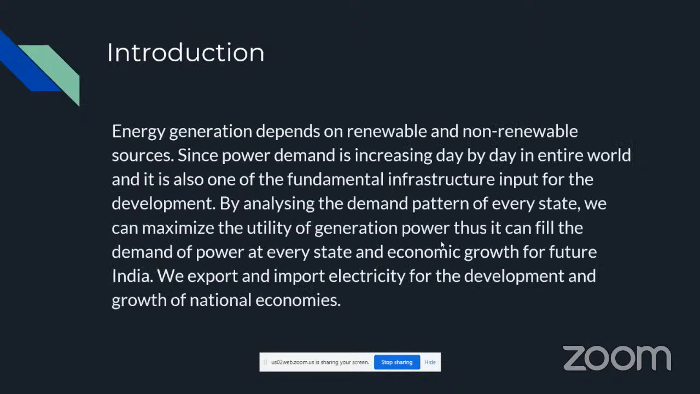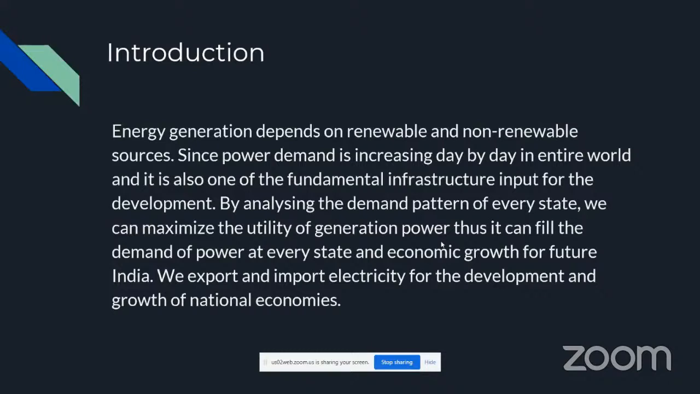From the introduction, the basic elements of power systems are generation, transmission, and distribution. Energy generation depends on renewable and non-renewable sources of energy. Since power demand is increasing day by day, it is also a fundamental infrastructure input for development. Even in financial year 2019, the Indian government and the state governments started a joint initiative, 24/7 Power for All campaign, for making electricity available 24/7 for all households, industries, commercial, and public needs.